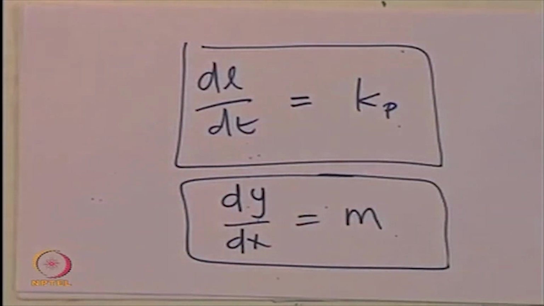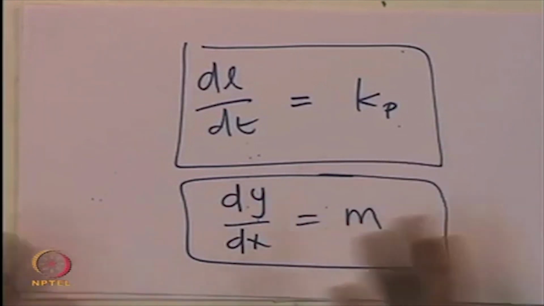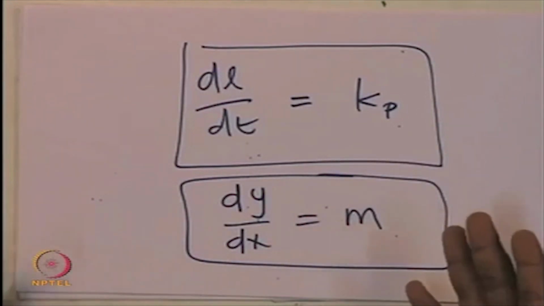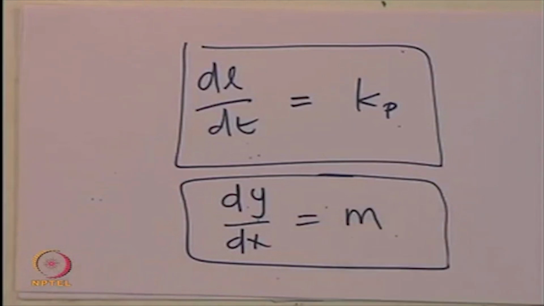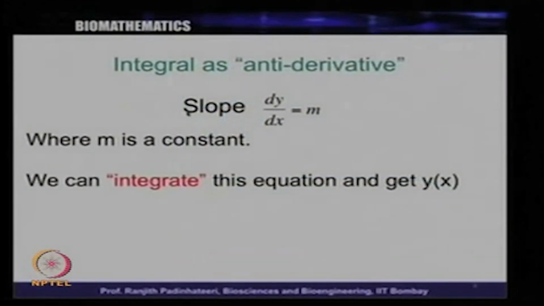So, this itself gives you a hint about what we can understand. This will have something to do with a straight line. Let us try and understand what the straight line is here, but let us go back. In this slide, when we discussed dy by dx equal to m, m is the slope, which is a constant.